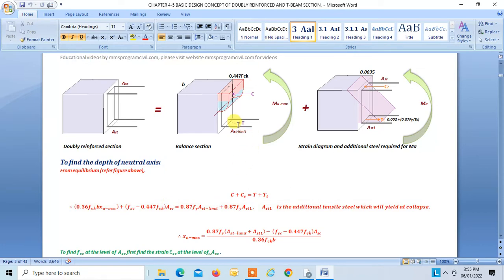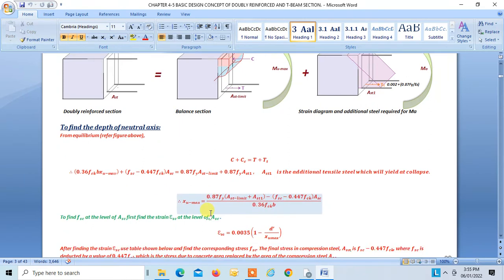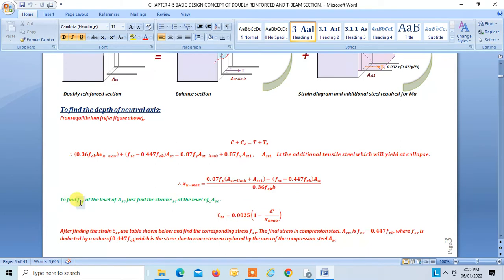Now force T: the stress in this steel is 0.87 fy and the area of steel is Ast limit. So that is your T. And Ast1, that is force Tt, is nothing but stress in the steel, that is 0.87 fy, into Ast1 as the area. So that is your force Tt. Fine. So now you can simply find xu max. This is T plus Tt. This is your C1, this is your Cc, and this is your C. Now the question comes to our mind: how to find fsc?